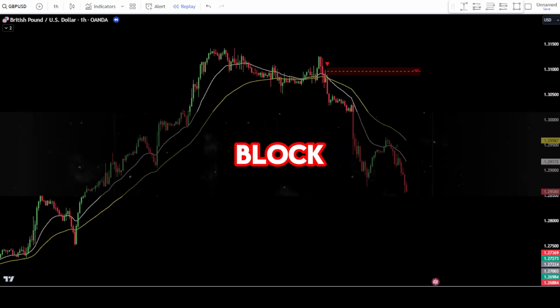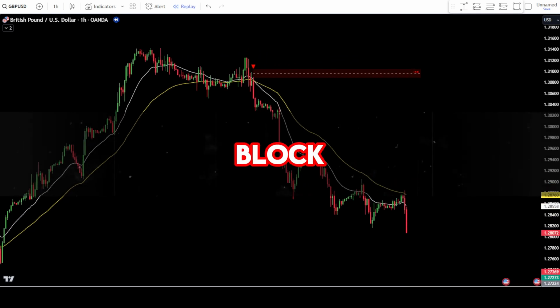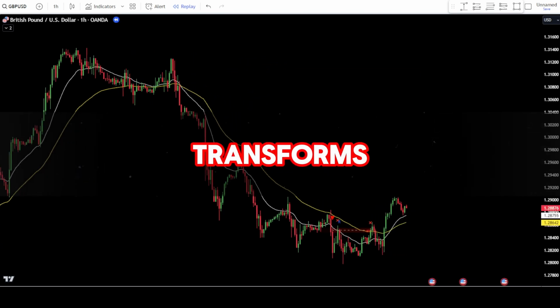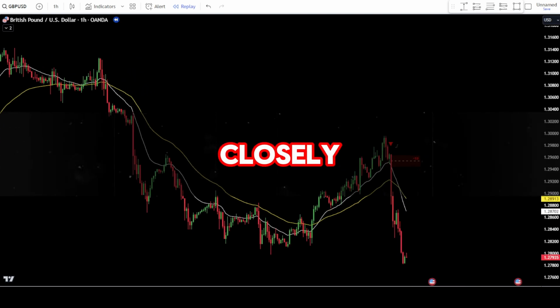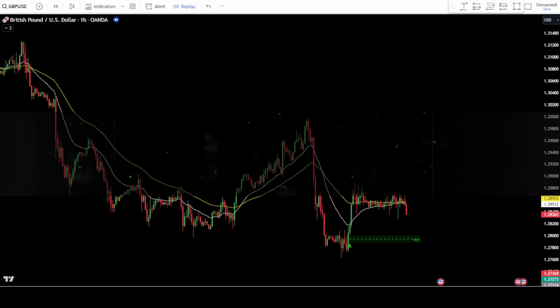If a bullish order block is broken out by a candlestick, it becomes a bearish breaker block. Conversely, if a bearish order block is broken out, it transforms into a bullish breaker block. This mechanism closely resembles the dynamics of support and resistance or supply and demand.